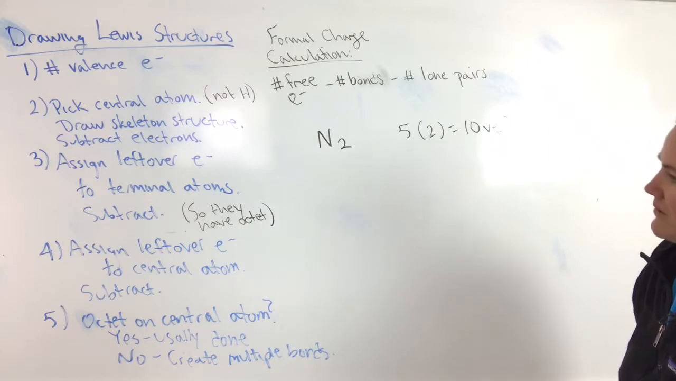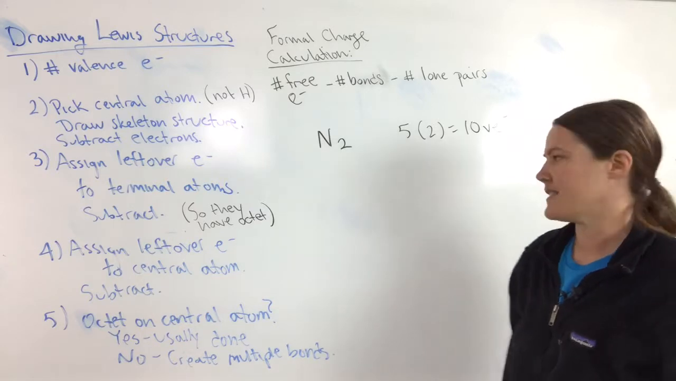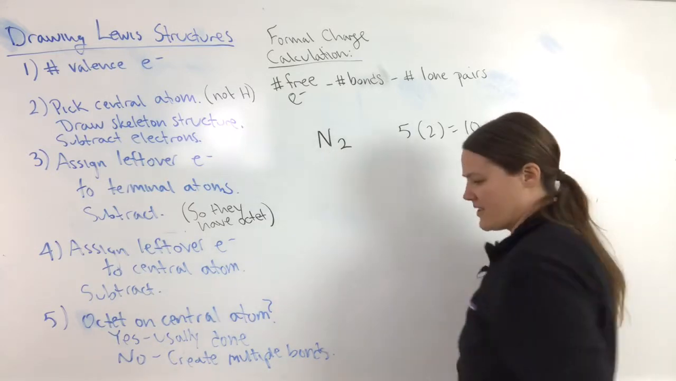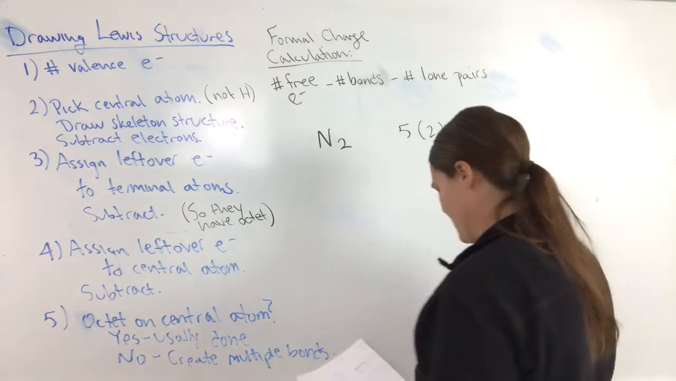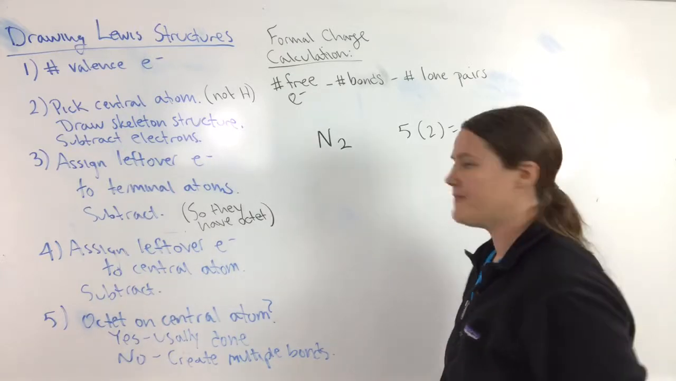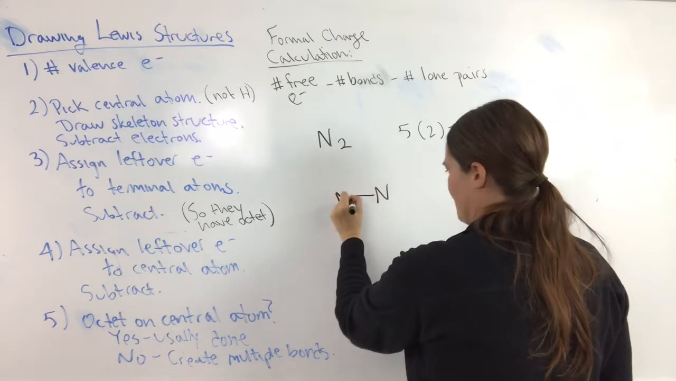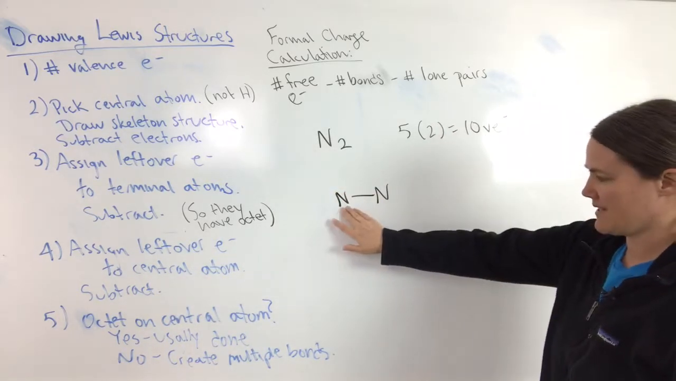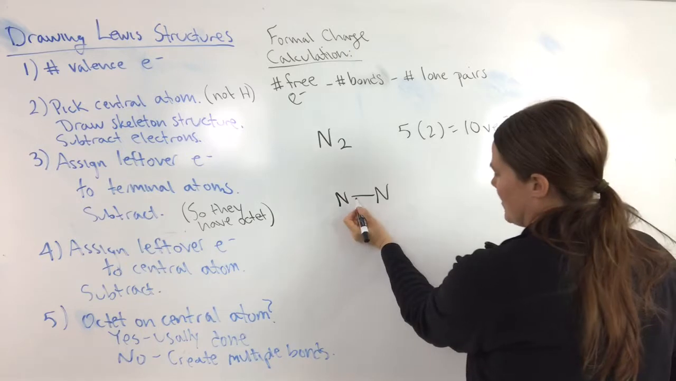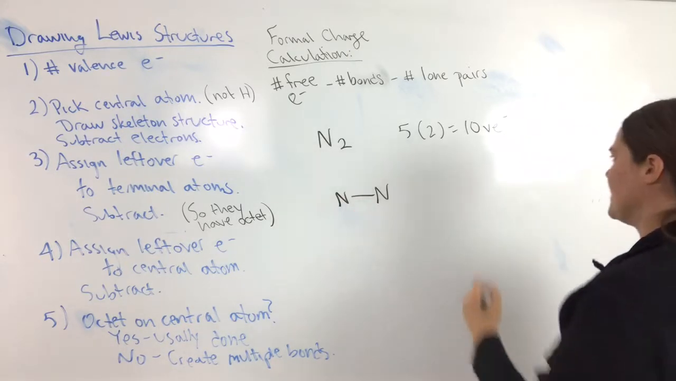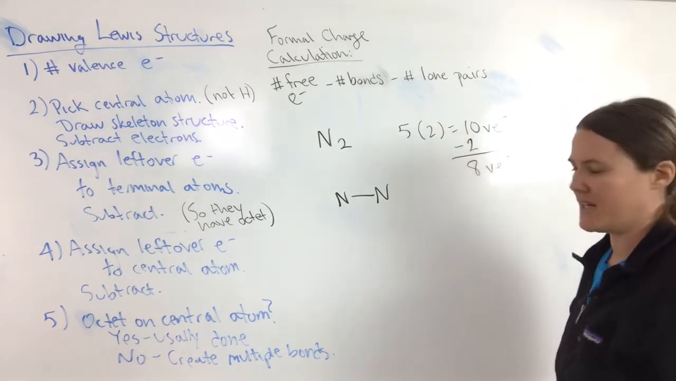Now we want to pick our central atom and then draw the skeleton structure. We have 2 nitrogens. One of them is going to be the central atom, one of them will be a terminal atom. It doesn't really matter which one we pick because they're both the same. So let's just draw both nitrogens and a bond between them. I'm going to say this one's the central atom and this is the terminal atom. We've accounted for 2 electrons with this bond, so we subtract 2 from our total. Now we have 8 valence electrons left to place.